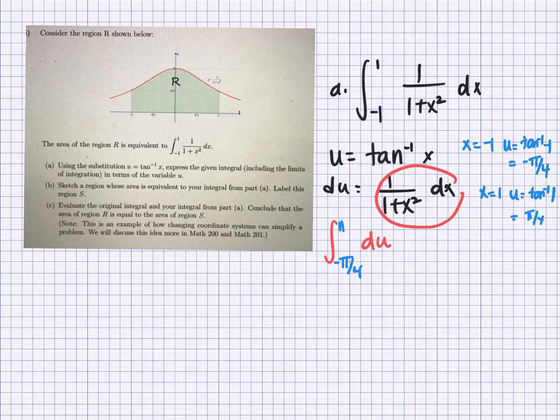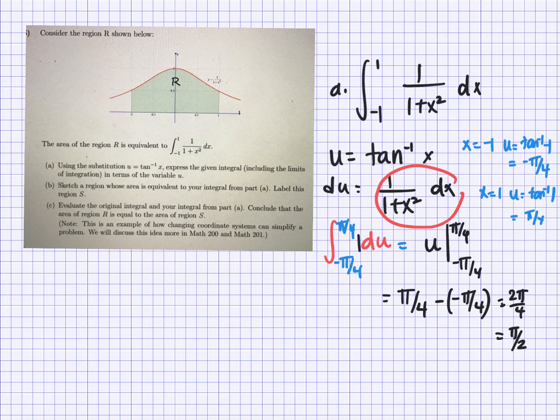And so this is going to be pi over 4, which means that as I go through this, the integrand is like a 1. And so the antiderivative of that is going to be u, and you're going to evaluate u between negative pi over 4 and pi over 4, which then gives you pi over 4 minus a negative pi over 4, which means there's 2 of those. So it's 2 pi over 4, which is the same thing as pi over 2.